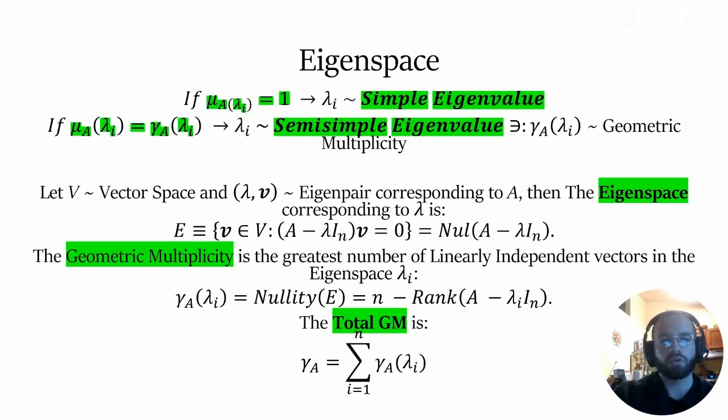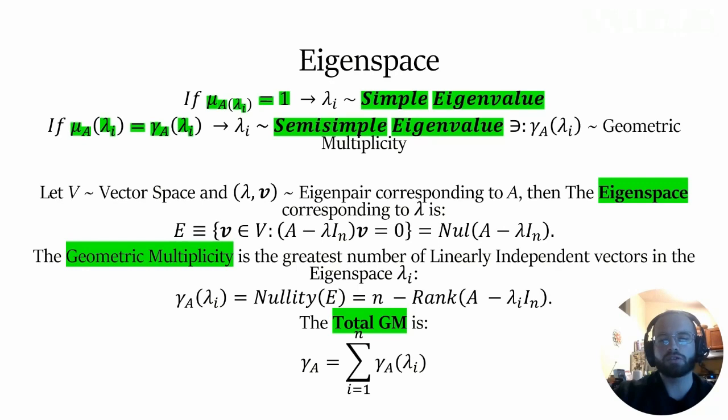Okay, so remember that V is a vector space, and we have an eigenpair obtained by solving the eigenvalue problem Av equal to lambda v. Now, the eigenspace corresponding to a particular lambda, remember there could be up to n of them, is as follows. It's the set of all possible vectors coming from vector space V such that A minus lambda times I sub n times v equals 0. So we're solving for the null space of A minus lambda times the identity.